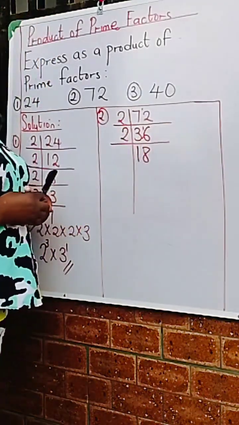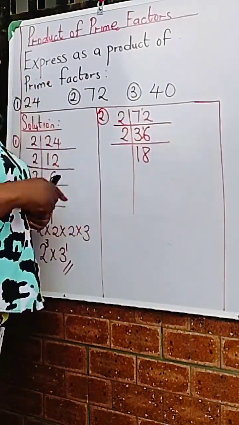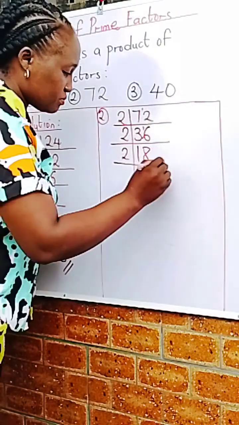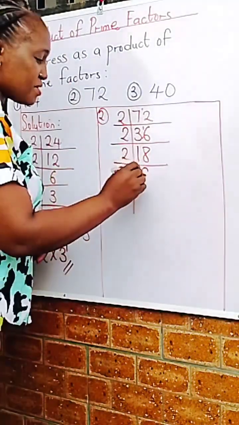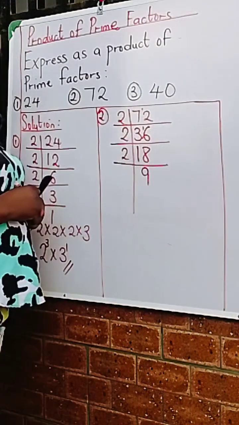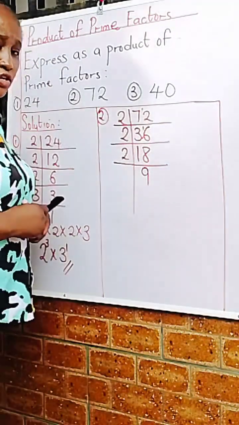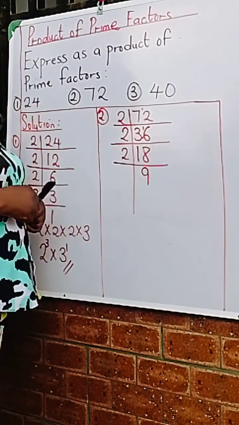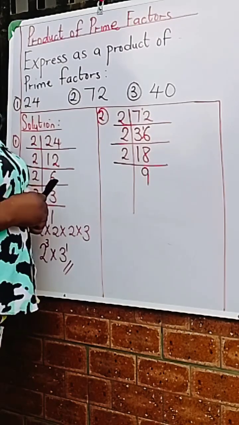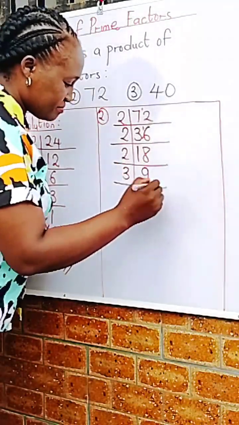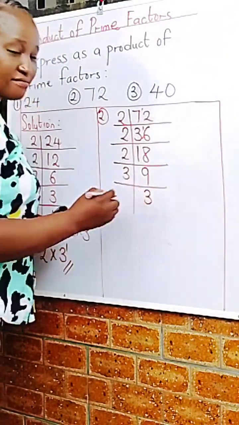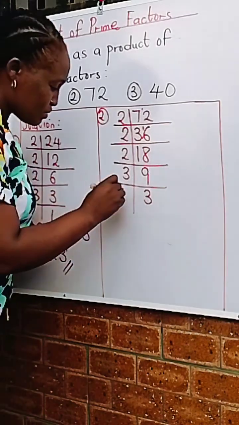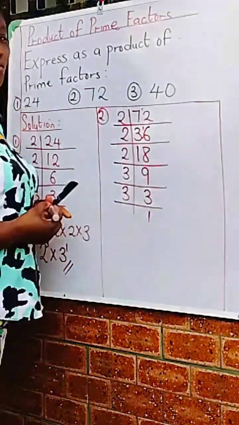We are not yet done. We'll continue dividing till we get 1. So 18 is also an even number. 2 will go through. 2 divide 18 will give you 9. Now, is 9 an even number? No, 9 is an odd number, which means we consider the next prime number, which is 3. Can 3 divide 9? Yes, 3 can divide 9. 3 divide 9 will give you 3. 3 is a prime number, which means it's only 3 that can divide it. So 3 divide 3, you're left with 1.